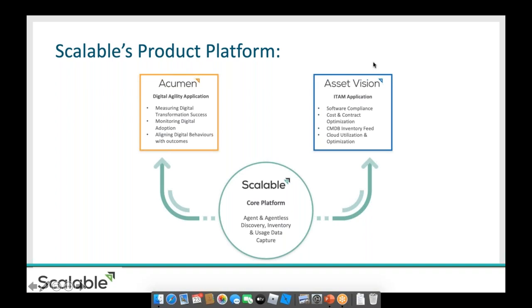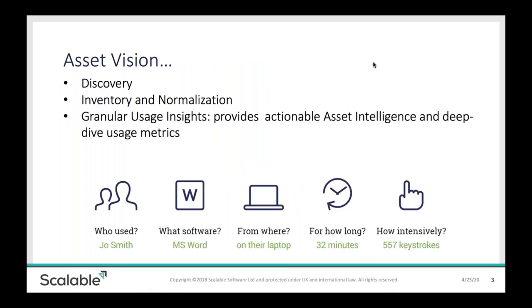That is a product called Asset Vision. We'll get into a little bit of detail about the implications of that in a minute. About to be launched, and about means probably 4 weeks from now, is a brand new product called Acumen, which is essentially measuring the success of transformation, digital transformation projects. And again, I'm going to talk in a little bit of detail about that in a short while. So let's get on to Asset Vision.